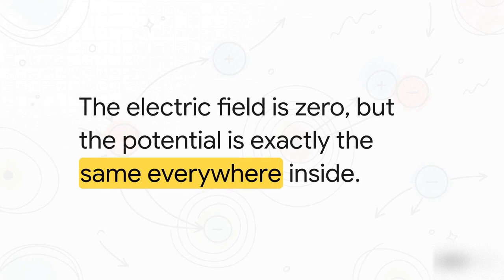And that brings us to a massive realization, one that trips up a lot of people. A zero electric field inside a conductor does not mean the potential is zero. Remember the relationship we talked about? The electric field is the rate of change of potential. So if the field is zero, it simply means the potential has stopped changing. The potential inside the conductor is just a flat, constant value. It's exactly the same everywhere inside as it is on the surface.